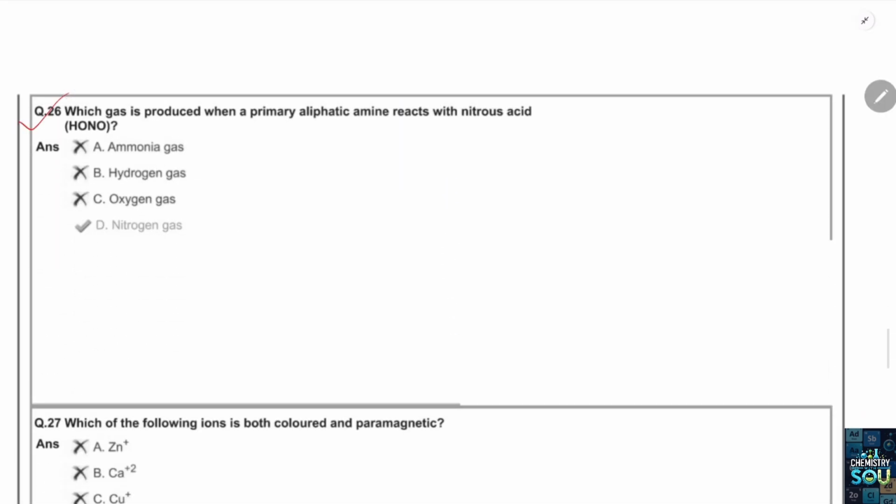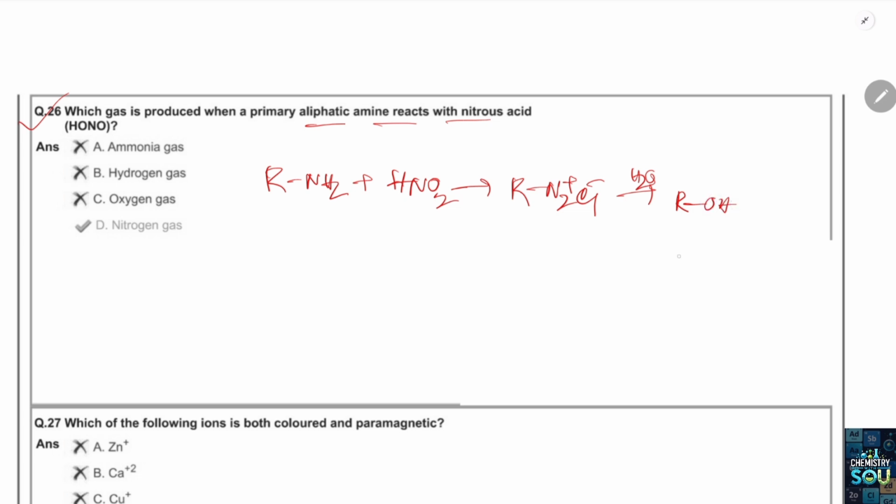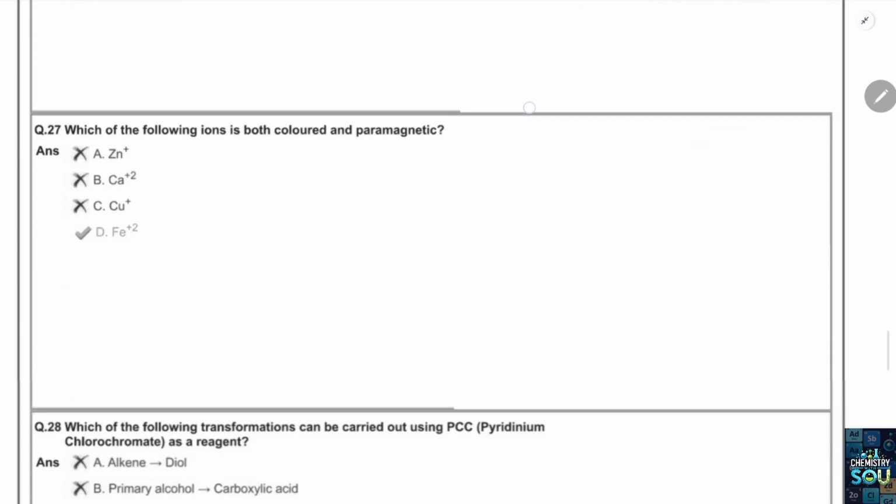Question number 26, which gas is produced when primary aliphatic amines react with nitrous acid? Suppose a primary aliphatic amine reacts with HNO2, it will generate the diazonium chloride, R-N2+ Cl minus, but here nothing is given, so it will go a further step. In the presence of H2O, it will generate R-OH plus N2 gas plus HCl. So nitrogen gas, option D is correct.